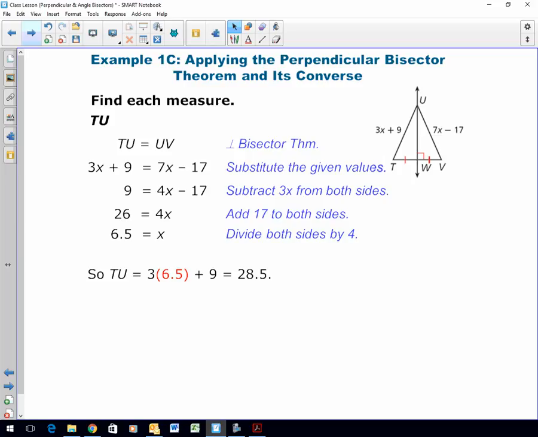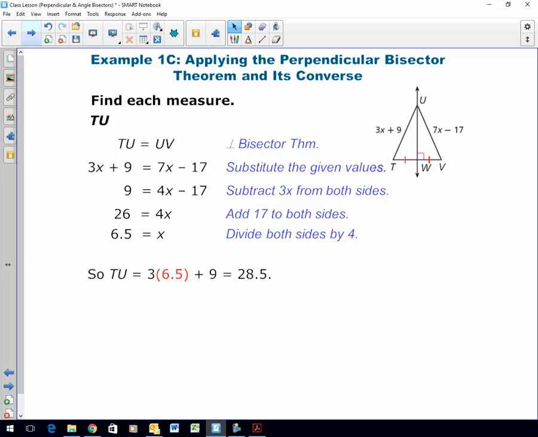It's kind of like what we were doing the other day, in a way. Here I'm given that UW is the perpendicular bisector of TV. So that means that UT would be congruent to UV.